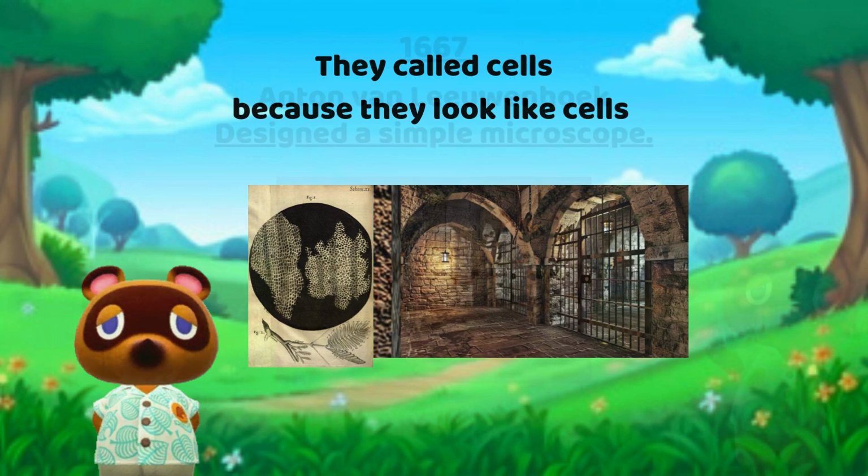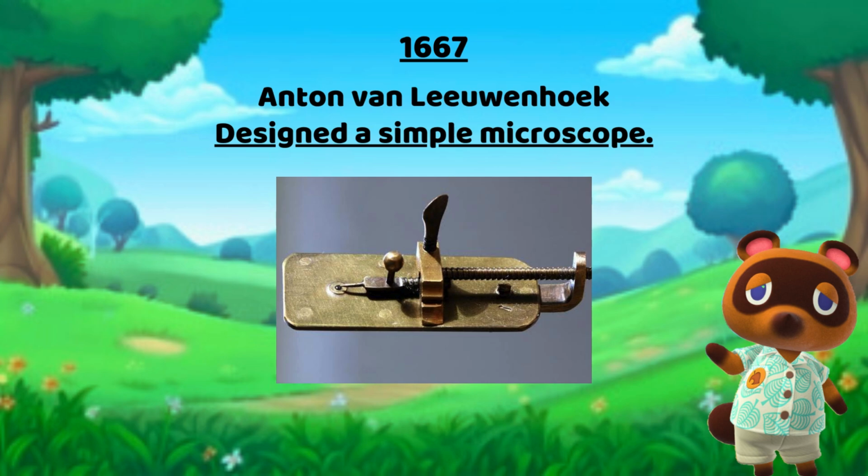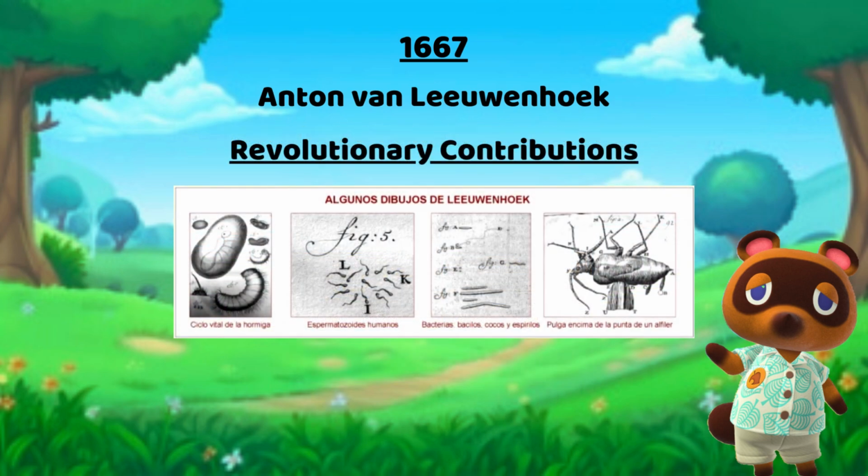Anton van Leeuwenhoek in 1667 designed a simple microscope. It had only one lens and allowed him to magnify samples 200 to 300 times their original size. He was the first one to observe a living cell. Anton van Leeuwenhoek made revolutionary contributions, drawing what he saw in his microscope.